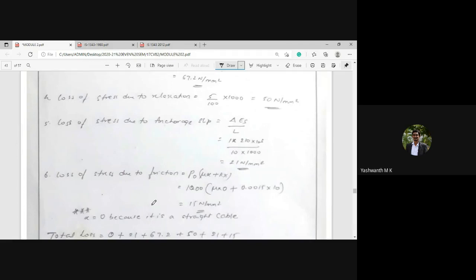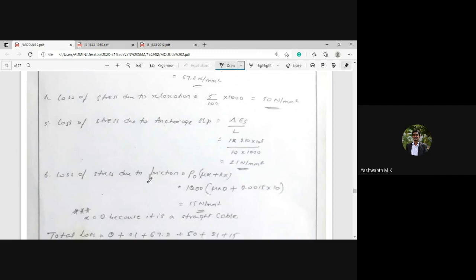Please be cautious here. Since the length is given in meter, you need to convert it to millimeter, because this is in Newton per millimeter square and this is in millimeter. You need to be very careful regarding this. After substituting all these entities, you will get the answer 21 Newton per millimeter square. Is it clear? Next, let me move on further.